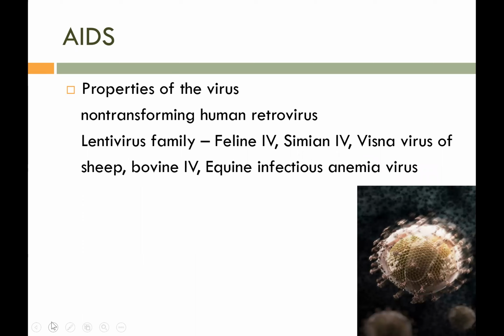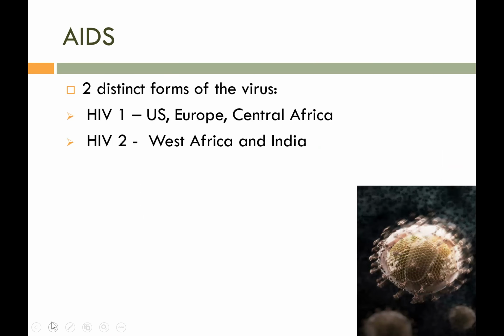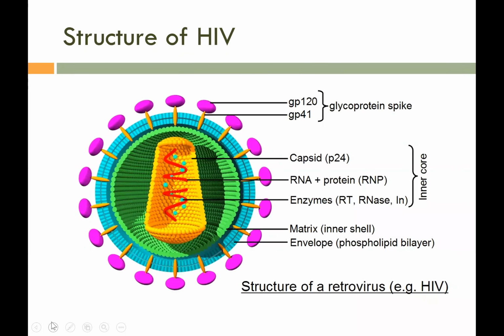So, as I have said, it is a non-transforming human retrovirus. It belongs to the lentivirus family. Its two genetically different and related forms are called HIV-1 and HIV-2. It is already enumerated here where the variant is commonly seen: HIV-1 in the US, Europe, and Central Africa, and HIV-2 in West Africa and India. So you have here the structure of the HIV.